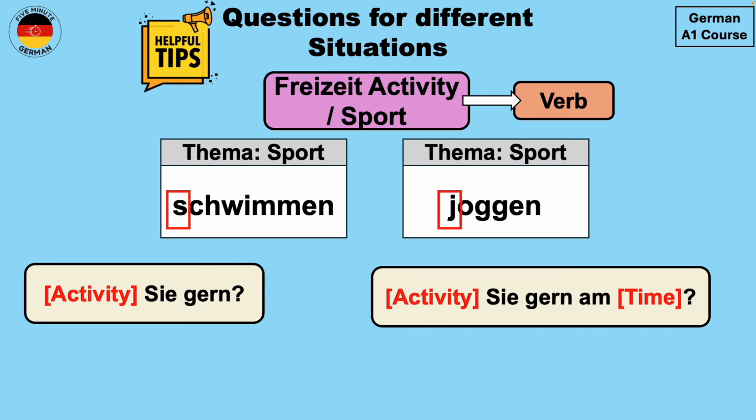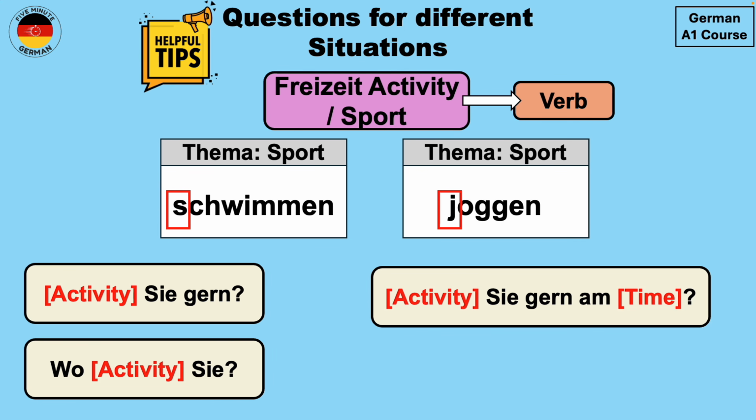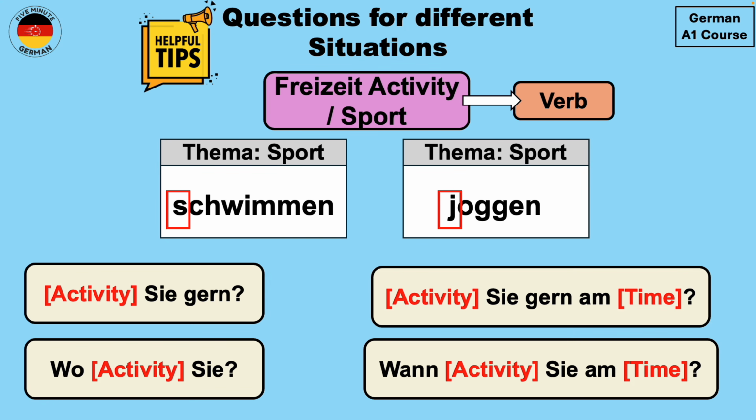And if you want to ask where you do this activity, then you can say, wo joggen Sie or wo schwimmen Sie? Or you can also use the question, wann schwimmen Sie am Samstag or am Wochenende? So you can use these questions whenever the Freizeit activity or Sport is a verb, and just replace activity with whatever word you get on the card.